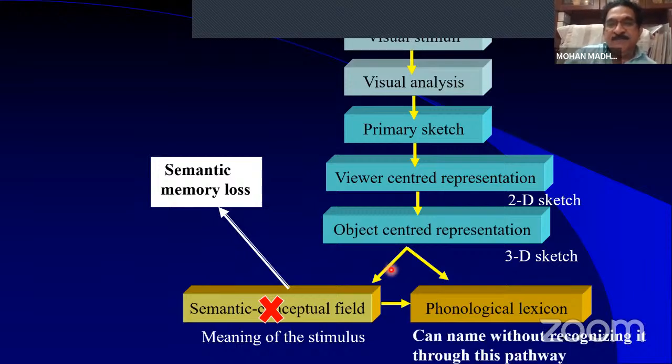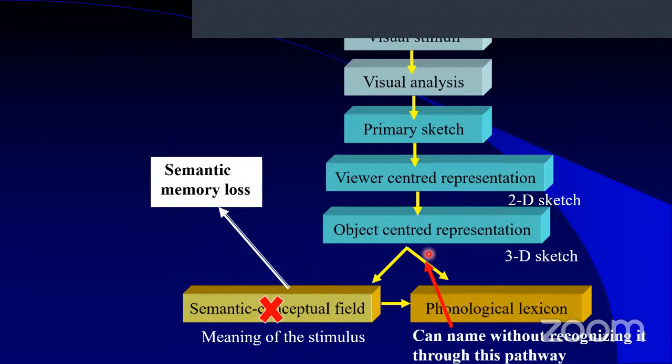What is happening in our patient is that the lesion is not here, the lesion is here, where semantic loss occurs. So you could name through this direct pathway. He is not recognizing what the object is because the semantic area is lost, so you could name without recognizing through this pathway. But then the second time also you should be naming using that pathway, no?